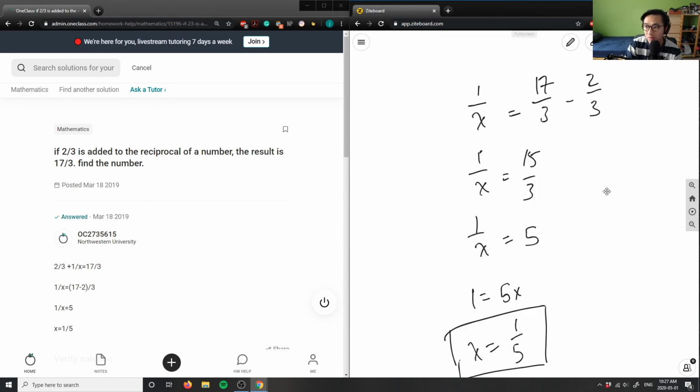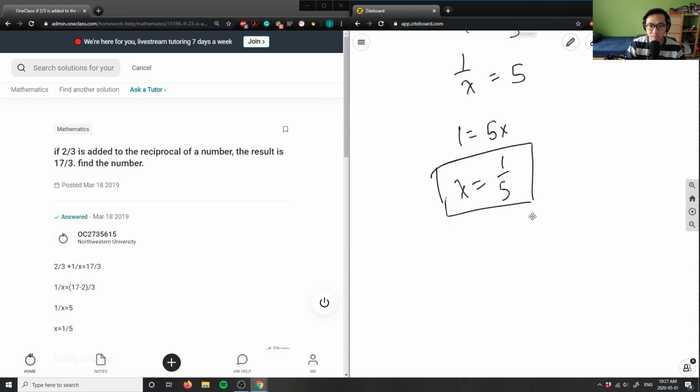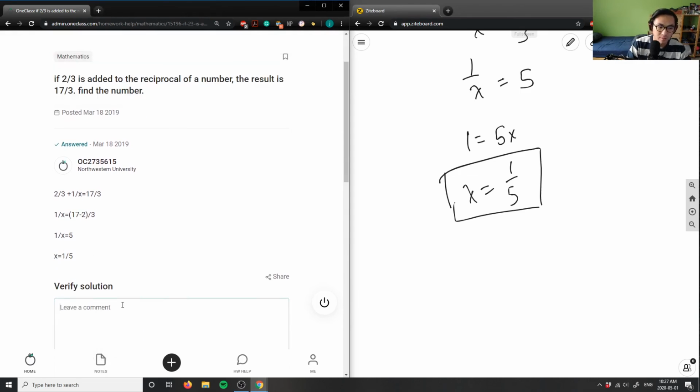This x here would satisfy this equation. So x equals 1/5. As you can see, they also wrote x equals 1/5. So the solution here is correct. Good explanation.